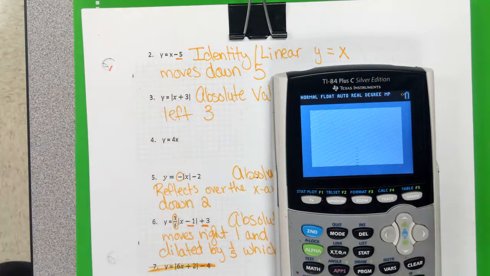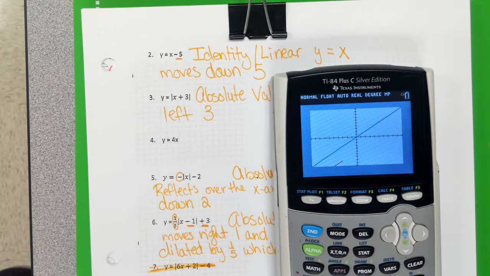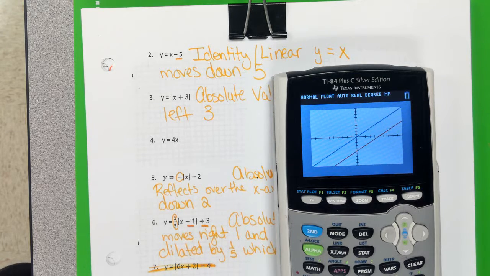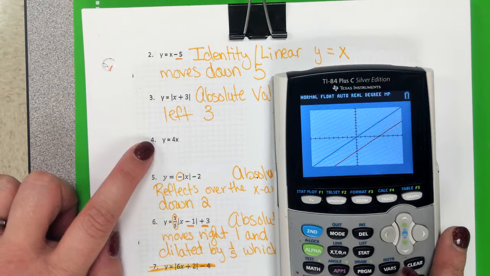Alright, hit graph. Let's check our work. Because what should the graph do? It should move down 5, right? Let's see if it works. It worked. Woohoo! It originally was at 0, and then it went down 5 for a y-intercept. Y'all okay? Alright, let's move to the next one, number 4.